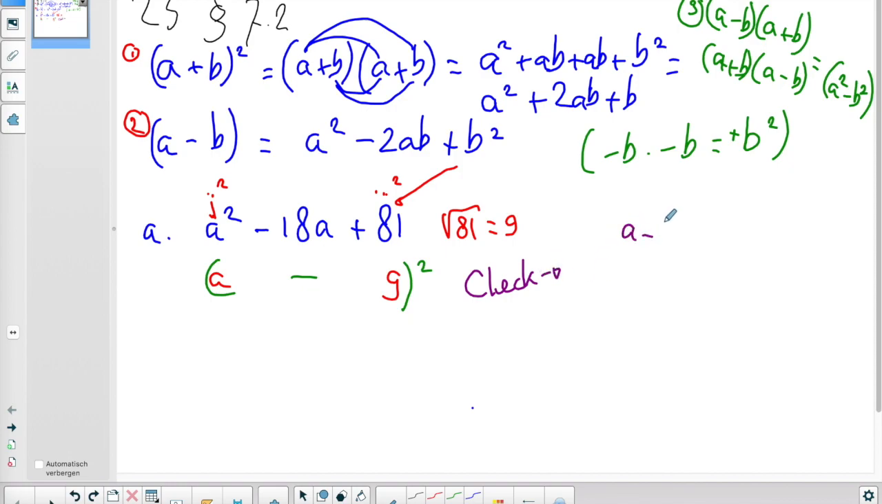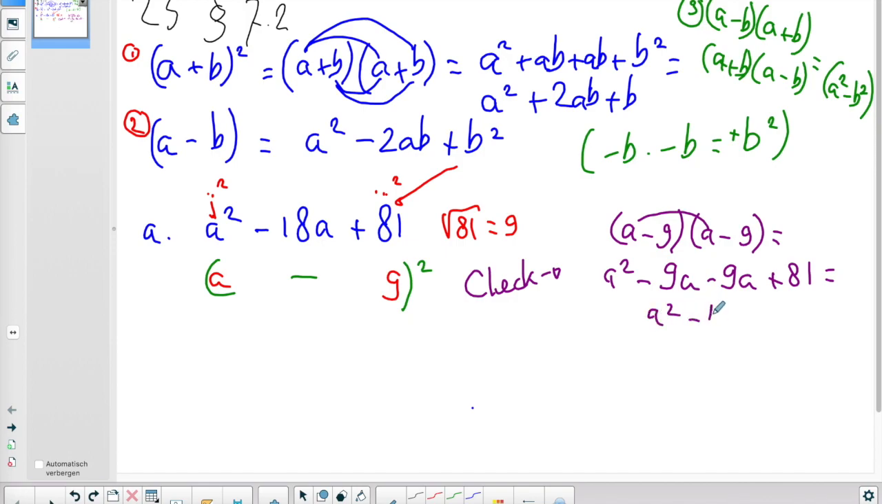So (a - 9) times (a - 9). Let's just check. A times a is a squared. A times minus 9 is minus 9a. Minus 9 times a is minus 9a. And minus 9 times minus 9 is plus 81. And if I simplify this, I see a squared minus 18a plus 81. Aha! I'm right.